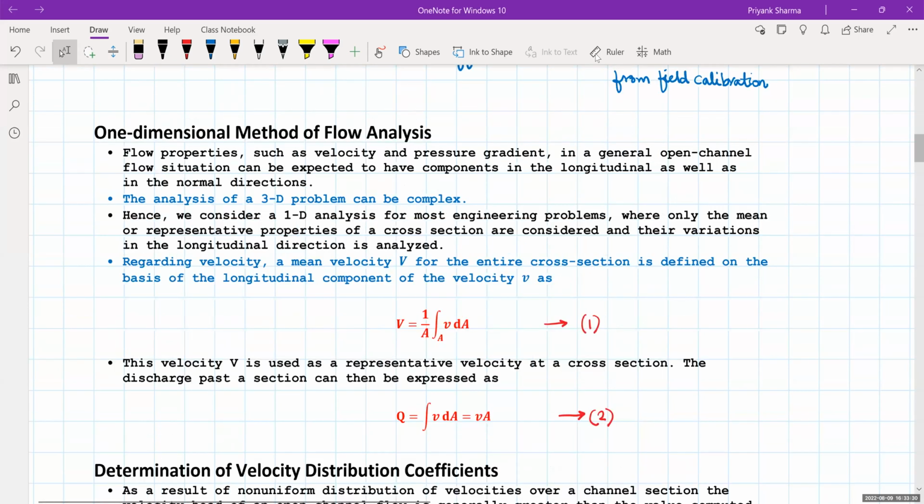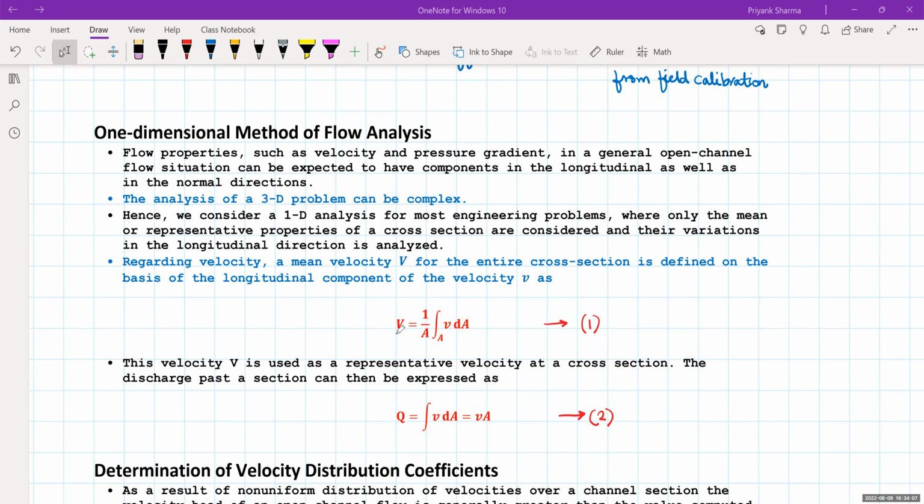So the flow properties, such as velocity and pressure gradient in an open channel, can have components in the longitudinal as well as the normal directions. That can be very complex if you consider all three components. So we will go by simplicity and take only one-dimensional flow. Regarding velocity, a mean velocity V for the entire cross section is defined on the basis of the longitudinal component of velocity. So we define V is equal to 1 by A integral, that is the area integral of v into dA. That way we define it.